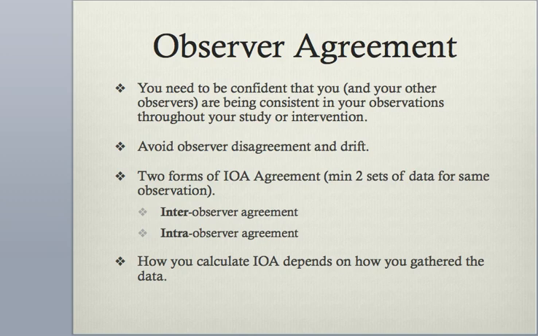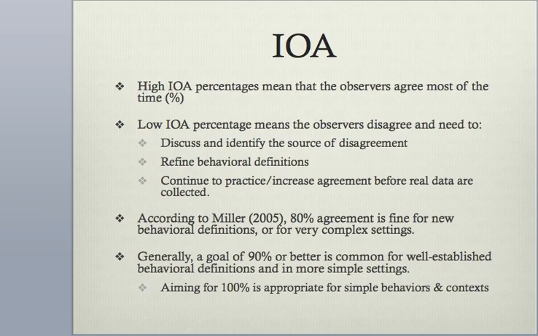Once you have data collected, the question then becomes how you calculate IOA, and that really depends on how you gathered the data, what kind of system you used. Inter-observer agreements are typically represented by percentages, the degree to which you and I gather data on the same set of behaviors and the percentage of agreement that we have with each other. We want them to be very high. High IOA percentages mean that we agree most of the time. Low IOAs mean that sometimes you see the behavior and I don't, or I see a behavior and you don't, and we don't agree on how many behaviors happened, how long they lasted.